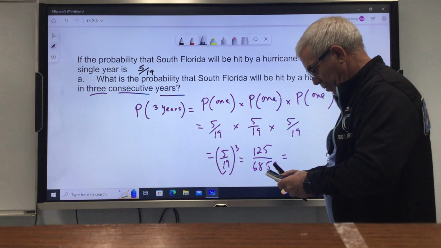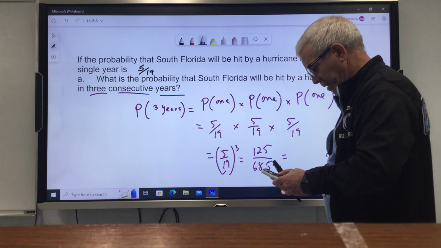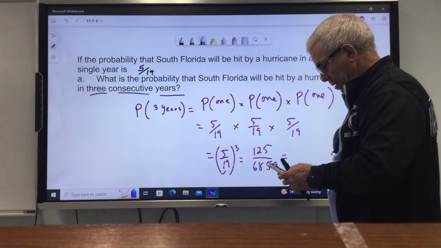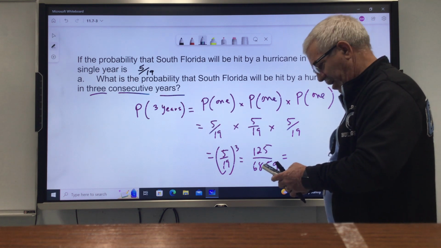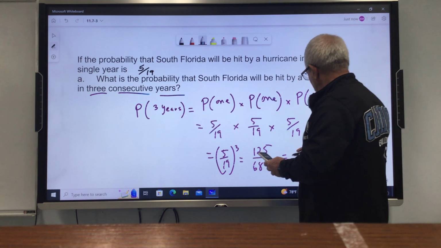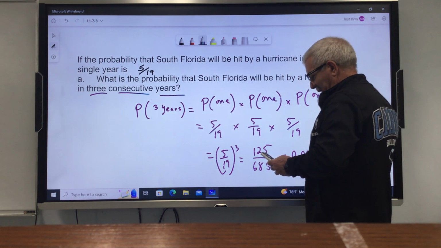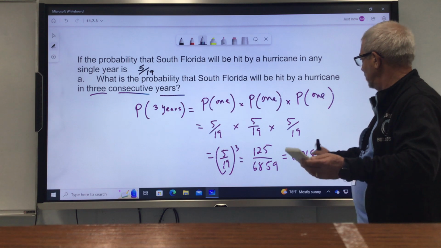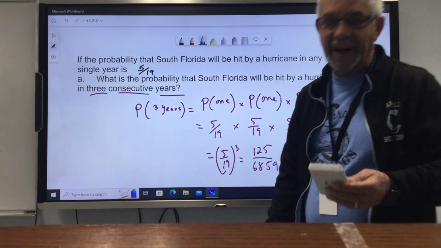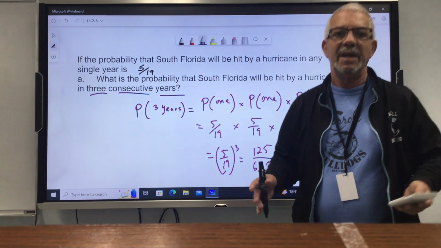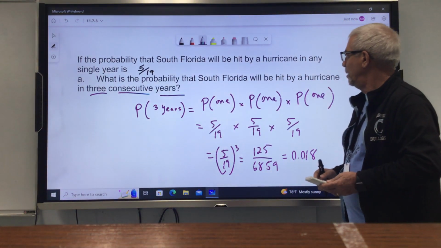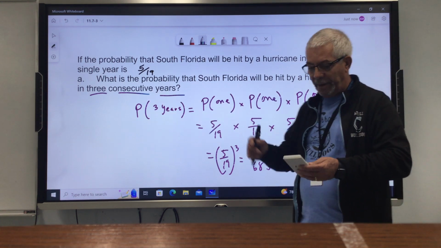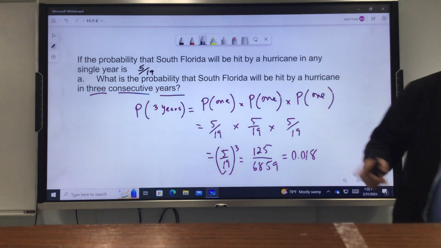Let me do it again because I'm not sure: 19 times 19 times 19. And 125 divided by 6,859 is equal to 0.018. If they want 2 decimal places, you round it to 0.02. But if it's 3 decimal places, it can be like that. That depends on how they want the answer. Then that is the "and" probability with independent events. Let's see now dependent events.